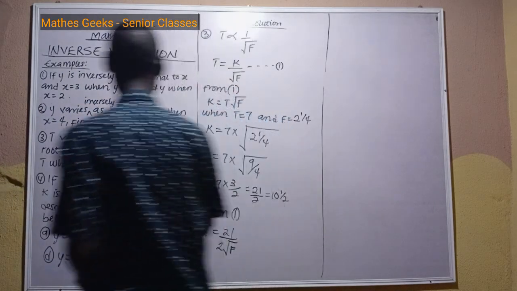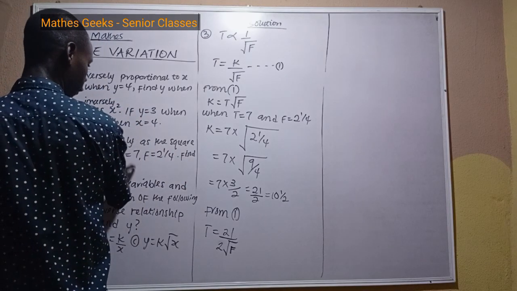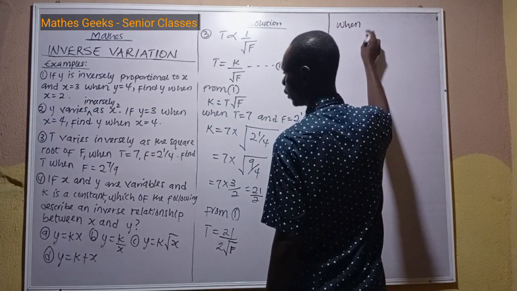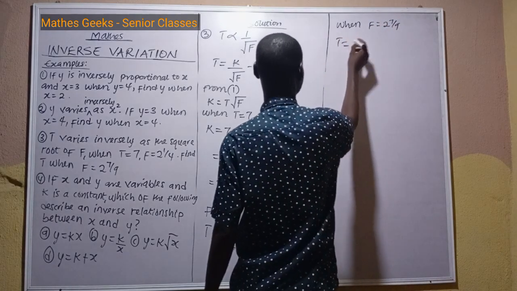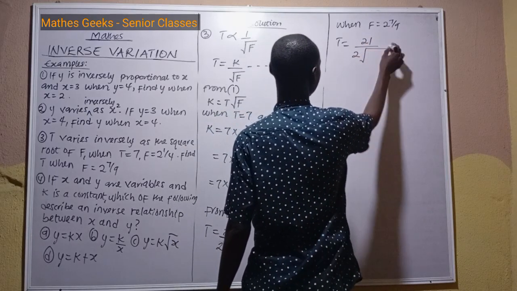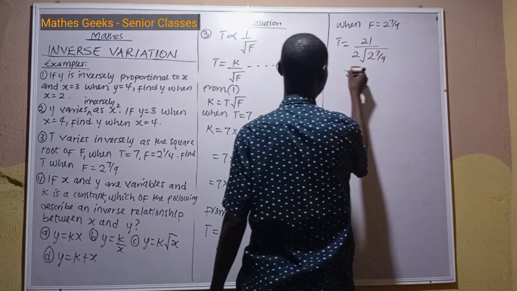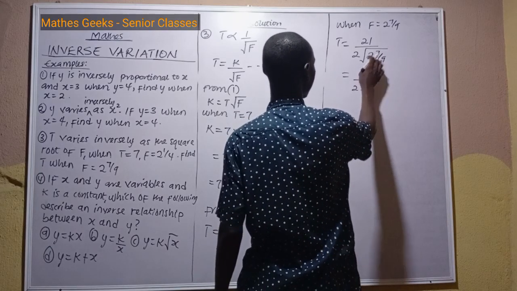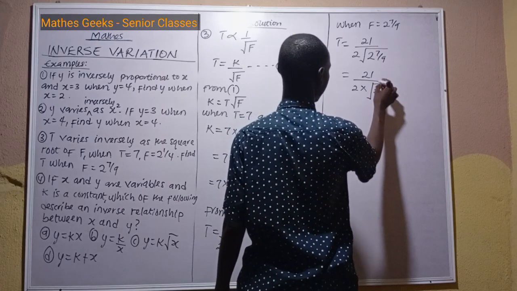Then it says find t when f is 2 and 7 over 9. Find t. So when f is equal to 2 and 7 over 9, t from this formula is equal to 21 over 2 root 2 and 7 over 9, which is 21 over 2 root of, 2 times 9 is 18, 18 plus 7 is 25, square root of 25 over 9.